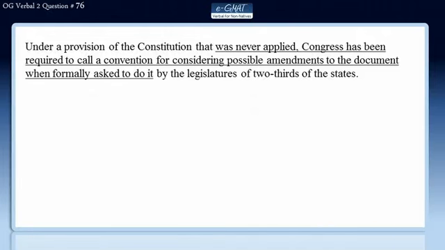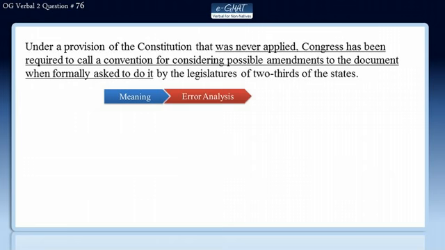We will solve question number 76 of OG Verbal 2nd edition by using the e-GMAT 3-step process. In the first step, we will understand the meaning of the sentence. In the second, we will evaluate the errors in the sentence, and finally, we will review all the answer choices to get to the correct answer.